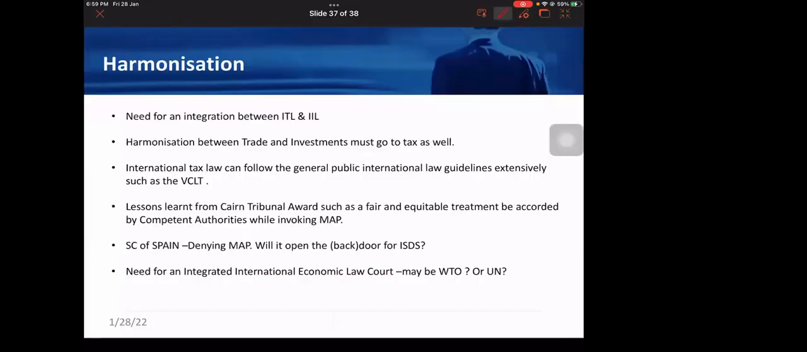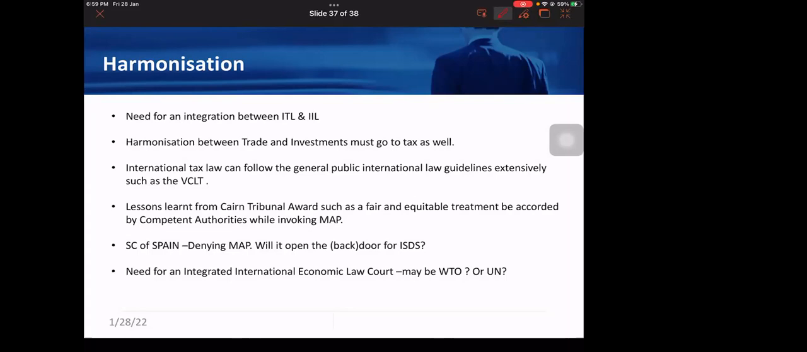Finally, I'll conclude with what are the lessons that we, the tax world, can learn. There are a lot of things. Investment law can also learn from tax, but tax law can learn in terms of harmonizing with investment law, because as I mentioned, trade is harmonized with investment. So it's high time tax also gets harmonized.